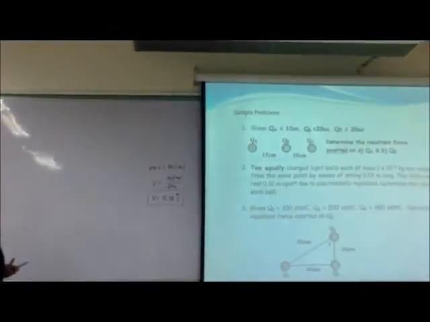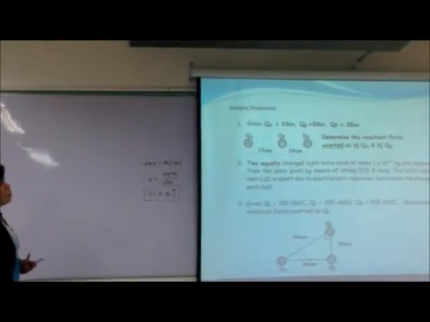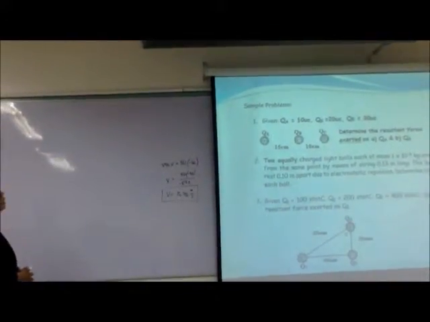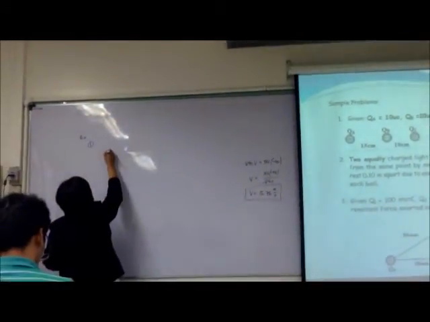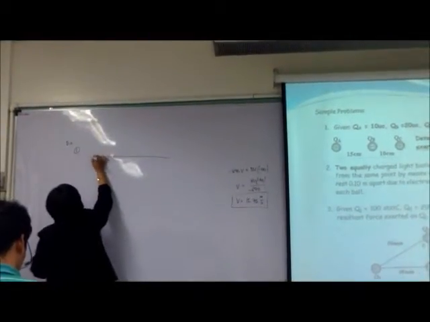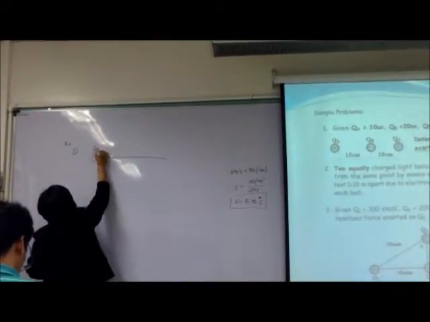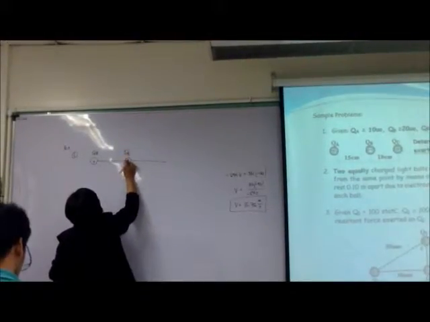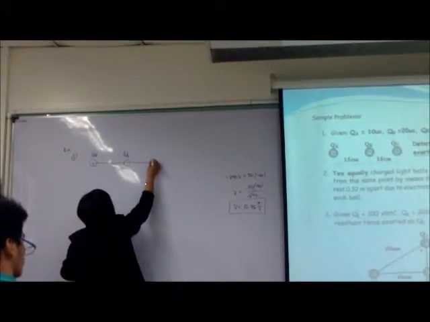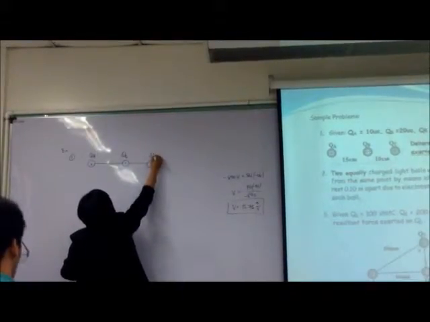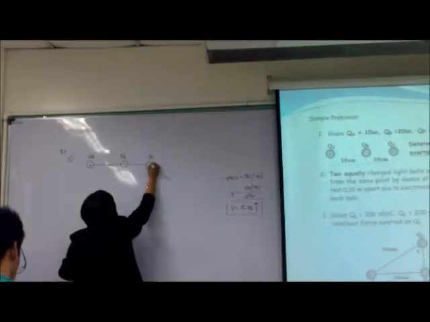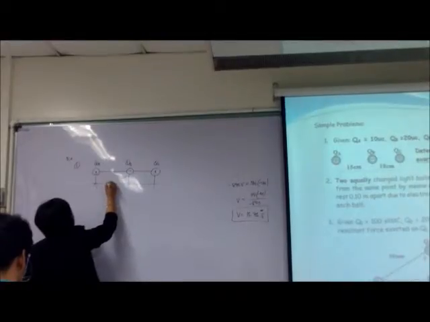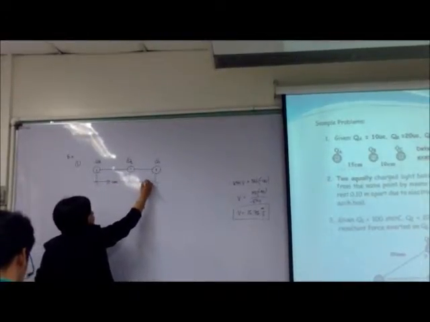10 microcoulomb charge P, 220 microcoulomb, and charge T3 is 30 microcoulomb. They are arranged in a straight line with the given distances. So this can be charge A, which is positive charge, and then charge B, negative charge, and then the third one, charge C, which is also positive. So distances, this is 15 cm, this is 10 cm.